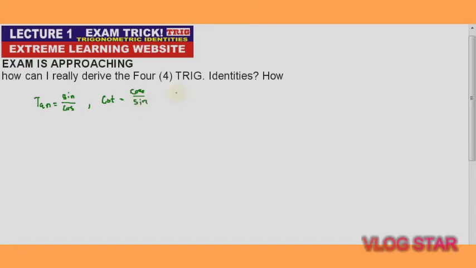So we have cosec that we've been talking about. Cosec is the inverse of sine, while the inverse of cos is sec. Sec is equal to 1 over cos. So this is what we have. Now let's go right into how to find the trig identities.